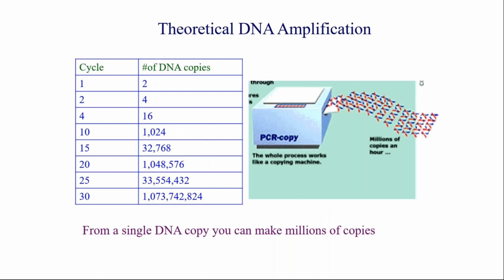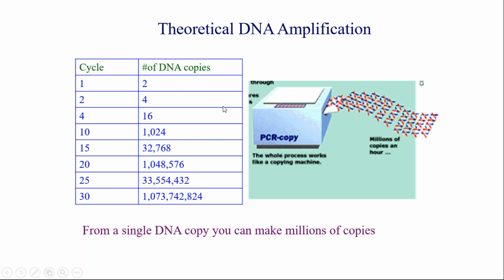So theoretically, what happens is, in the first cycle, you get 2 copies, second cycle, 4 copies, in the third cycle, 8 copies, in the fourth cycle, 16 copies. And if you look after 30 cycles, we have this large number of copies. So we have amplified the DNA several fold, and this DNA can now be detected or visualized.